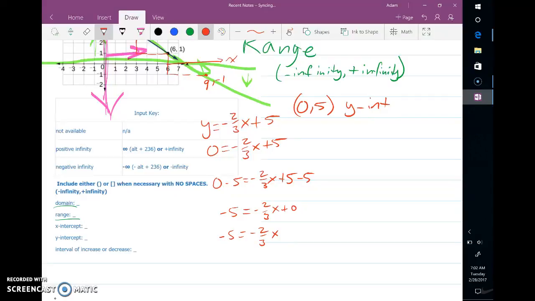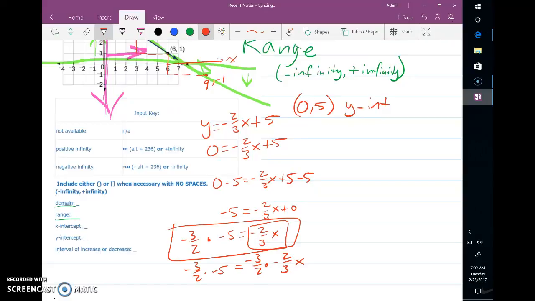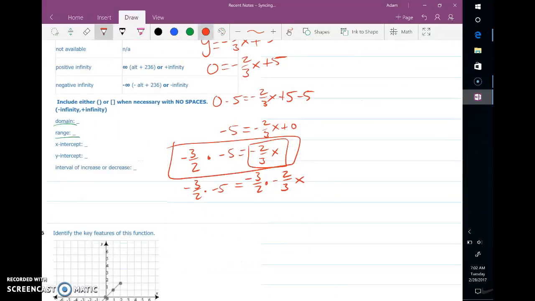And now I can use the multiplication property of equality to multiply both sides. I'm going to multiply this side by negative 3 halves, and I'm going to multiply this side here by negative 3 halves. I'll kind of rewrite that so we can see it. Negative 3 halves times negative 2/3 x, and that equals negative 3 halves times negative 5. So I've just rewritten this whole line. And I'm multiplying fractions. So I turn this negative 5 into a fraction by giving a denominator of 1. And now I can multiply straight across.